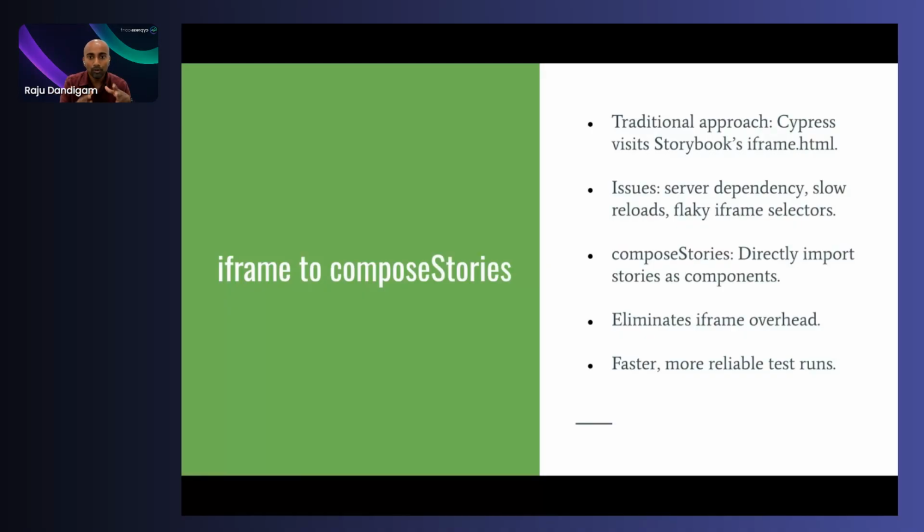But the approach is not scalable. It doesn't work as smoothly as it's supposed to. It is slow, it is brittle, and it is cross-domain messy. The Storybook server is separate, so we have to do a bunch of things before we actually test the component, and it's not as smooth as the current approach, which is compose stories.